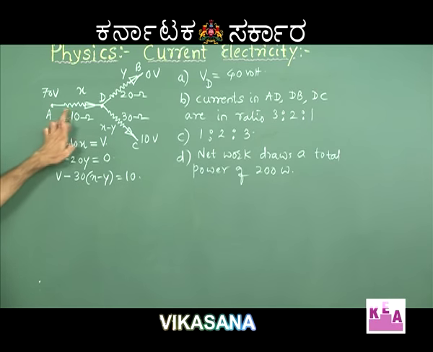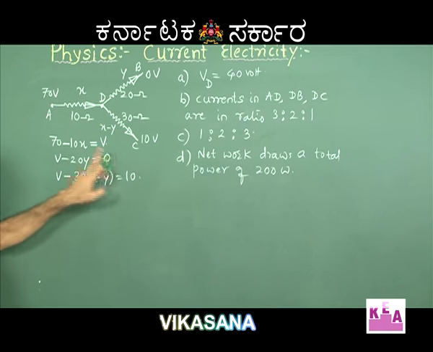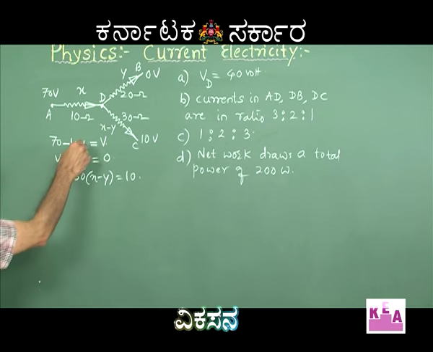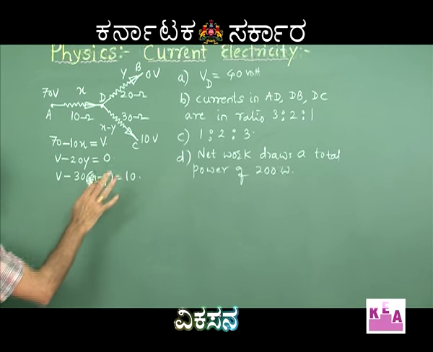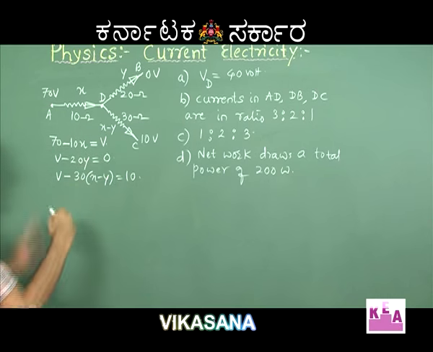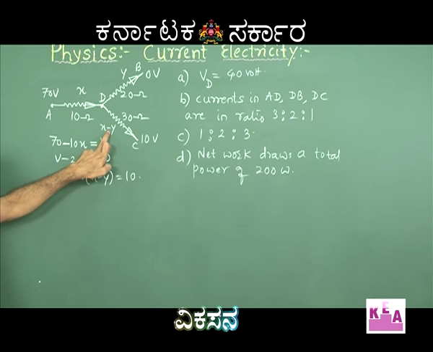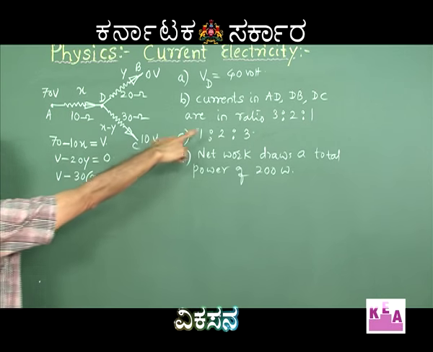Okay. So, 70 minus 10x is equal to V, where V is the potential of the point D that I am supposed to find out, and then V minus 20y equal to 0, second equation, and V minus 30 into x minus y is equal to 10. Now, there are three unknowns and three equations here. See, x, y and V are the three unknowns and three equations. If you solve them, you are going to get the currents x, y and z, or x, y and x minus y, and that will happen to be 3:2:1.